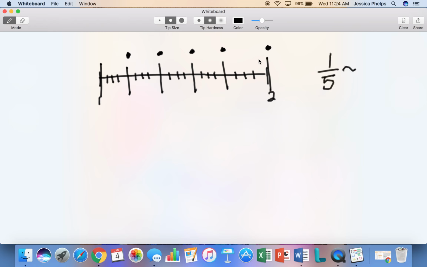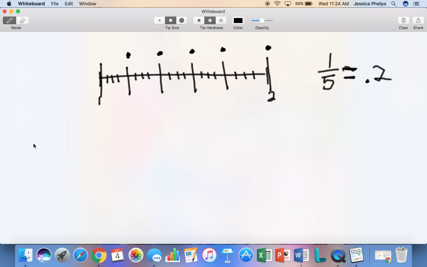If we want to do that in decimal, we can take our calculator and ask, what's 1 divided by 5? 1 divided by 5 is 0.2. So each hash mark represents either 1/5 or 0.2 in decimal form, which is the same.